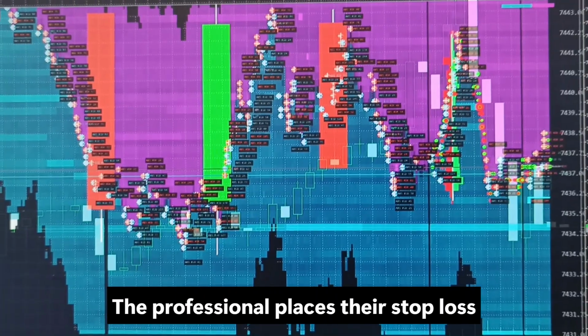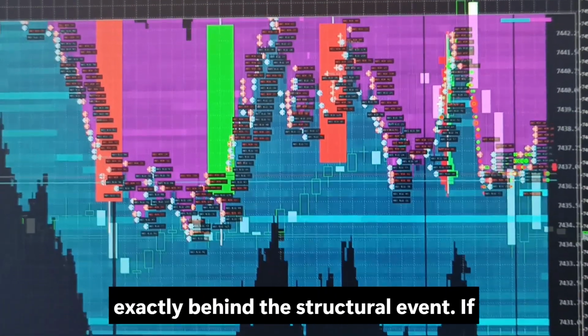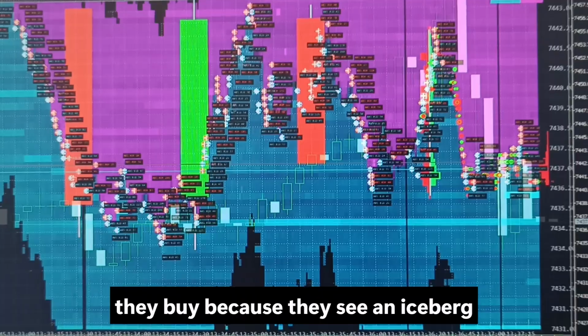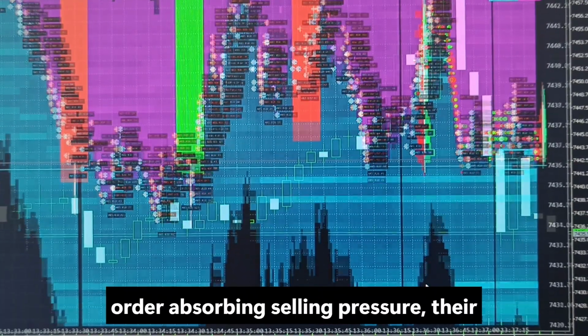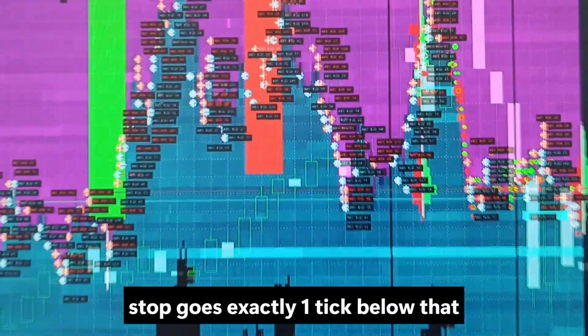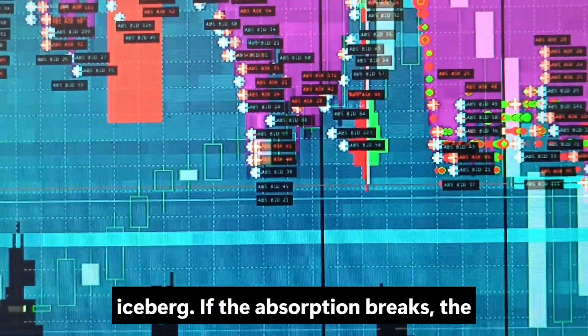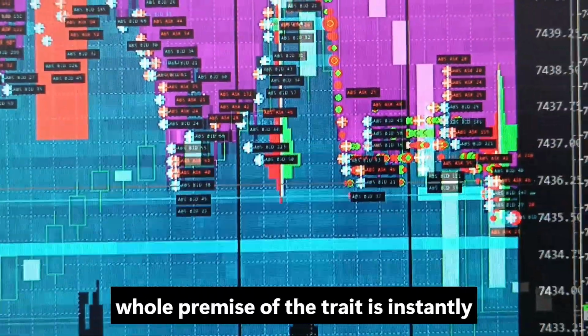Right. The professional places their stop loss exactly behind the structural event. If they buy because they see an iceberg order absorbing selling pressure, their stop goes exactly 1 tick below that iceberg. If the absorption breaks, the whole premise of the trade is instantly invalid.